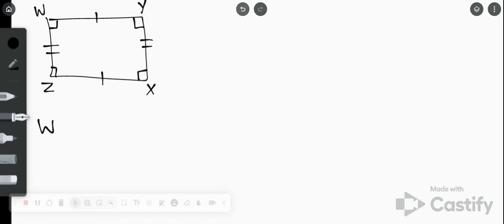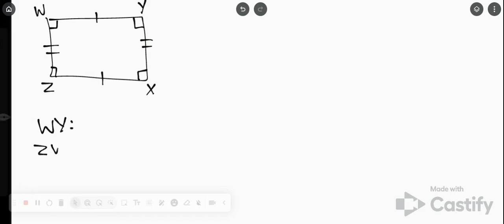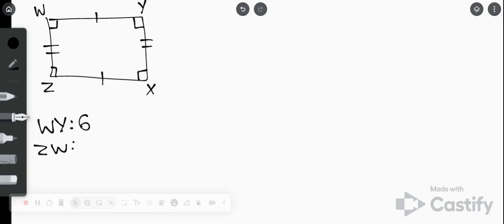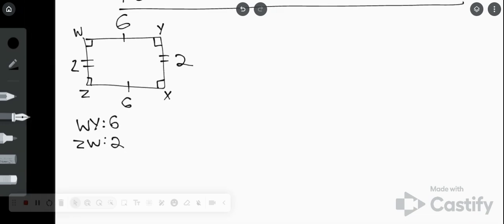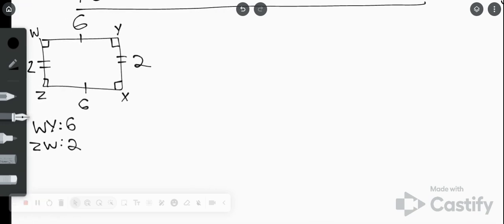The side lengths are 6 and 2. And since opposites are equal in length, it looks like this. Now, to find the perimeter, we are going to have to add up all these sides to determine the total length of all those sides, because that is what perimeter is.